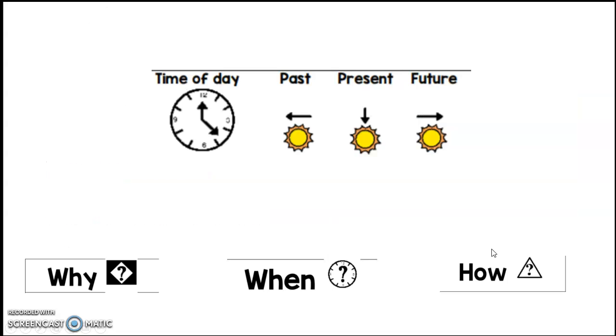Now let's think about what we've learned again. If we see time of day with a clock and the sun showing past, present, and future, does this picture up top show why, when, or how? Choose the best choice.